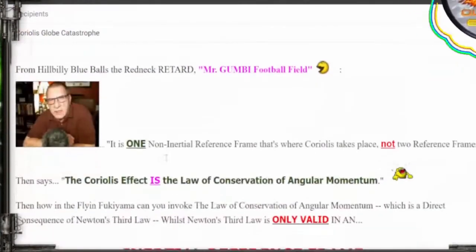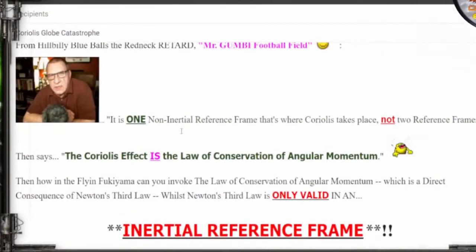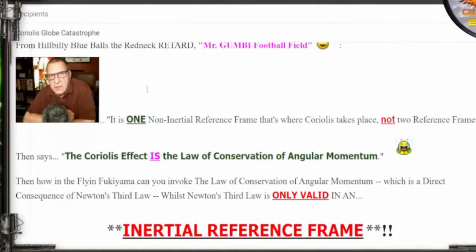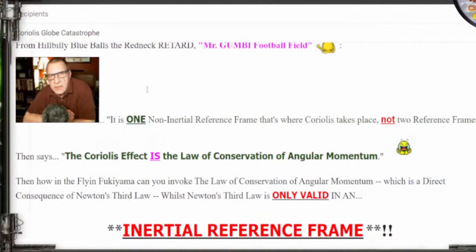Really? Here's the poster child. He states that a football field is one non-inertial reference frame. That's where Coriolis takes place, not two reference frames. You would fail 5th grade intro to physics. Without a doubt, right here. I can't show it any more clear.